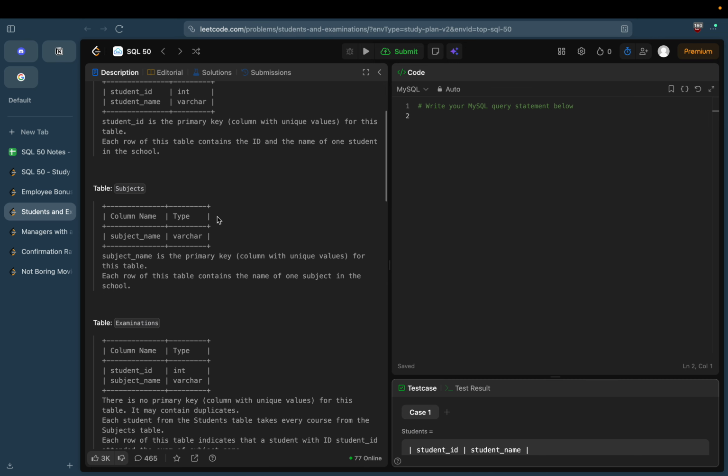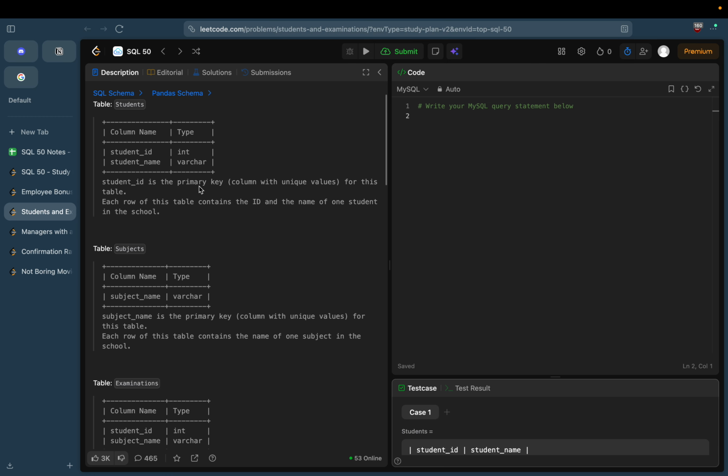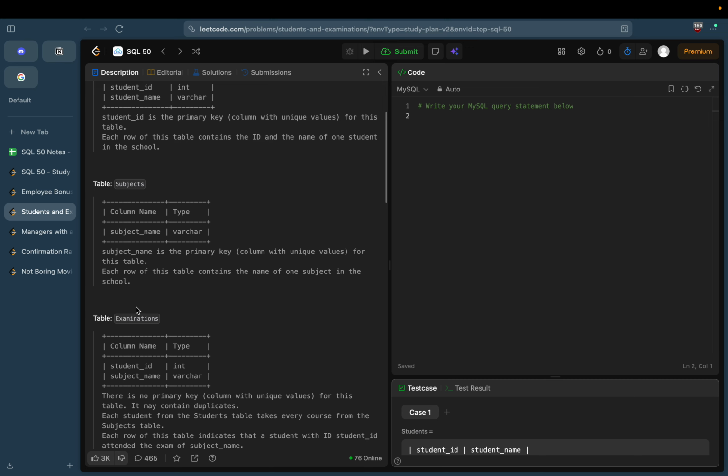Next is a table called subjects, but it only has a single column called subject name. Subject name is the primary key column with unique values for this table. Each row of this table contains the name of one subject in the school. So this is kind of a repository of the various subjects in the school, whereas this was a repository of the students. What I can see which does not sit right with me is we don't have a common column between these two. So these two can't be directly joined. Alright, let's move to the next one.